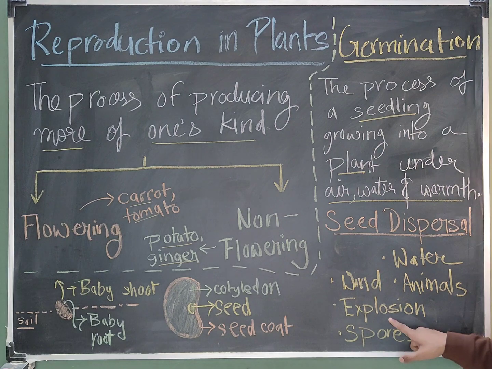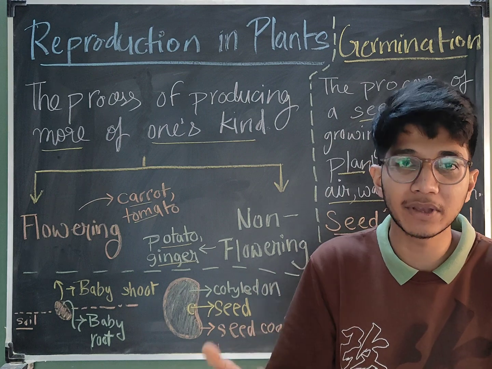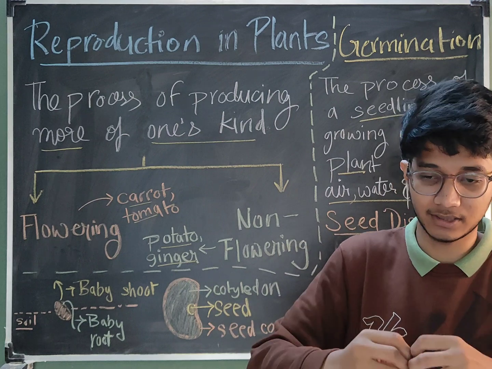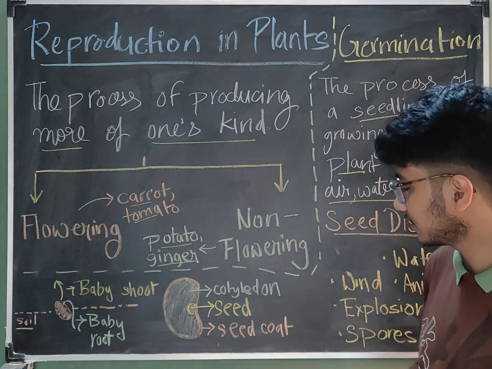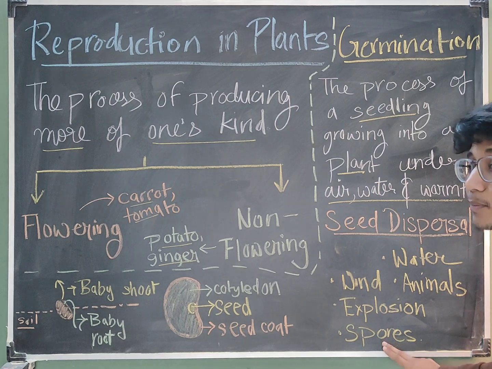Okay, now the next one is explosion. So seeds like poppy or pea, they explode. Okay, they explode and the seeds scatter here and there. Okay, that scattering is called explosion. Okay, and the last one is spores.